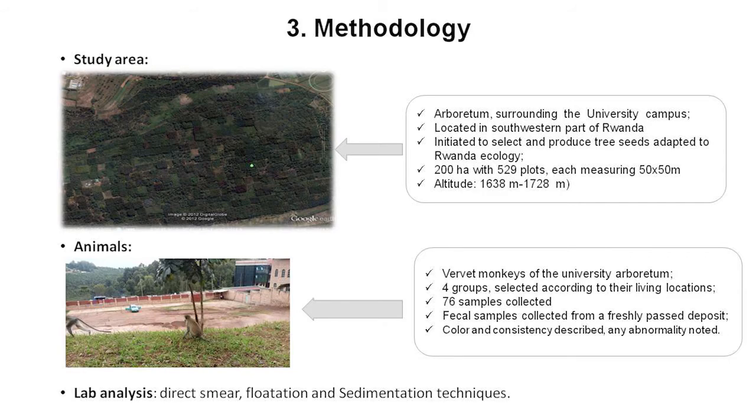Now, for the methodology, we collected the samples from the town of Huye, specifically in the arboretum or forest plantation. As you can see, it has 200 hectares with many plots of different tree species, and the animals concerned were only the vervet monkeys. We selected only 4 groups, depending on the site where they live: a group from the east, a group from the west, a group from the south, and one in the north of the forest plantation. For the lab analysis, we did the direct smear, the flotation, and the sedimentation.